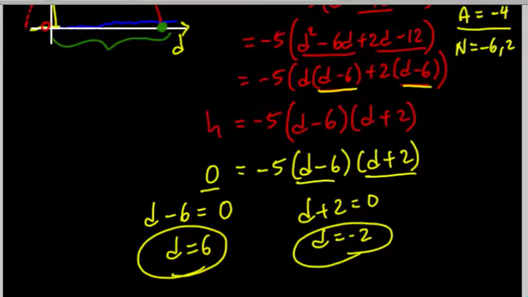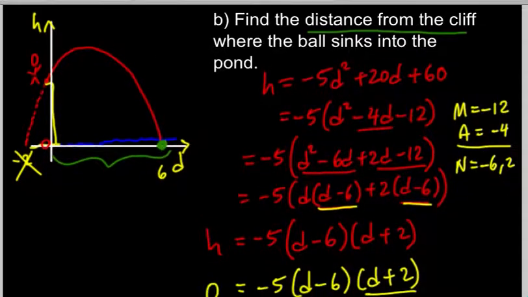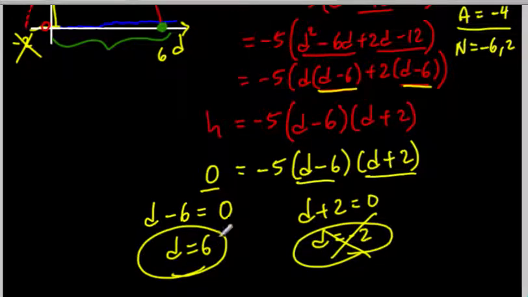Okay? So which one do we want? Do we want d equals 6 or d equals negative 2? Well, if you observe over here, here would be negative 2, and here would be 6. We are looking for where the ball hits the pond. So obviously 6 works. We're not going backwards. We're not hitting the ball backwards. So this does not apply. So if we look over here, this is not what we want. We want d equals 6.